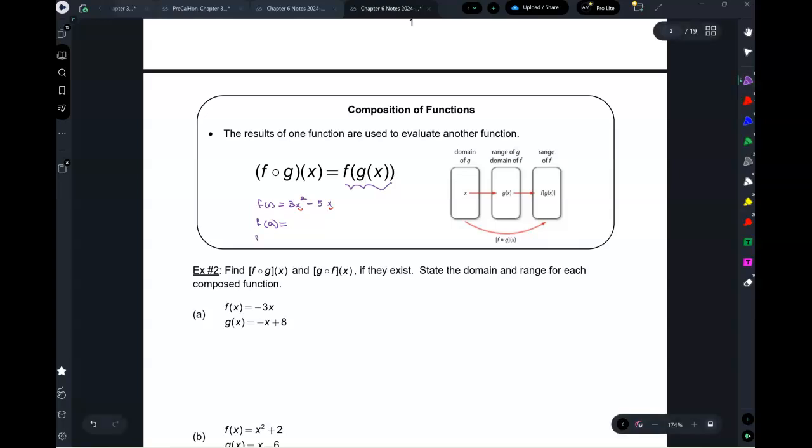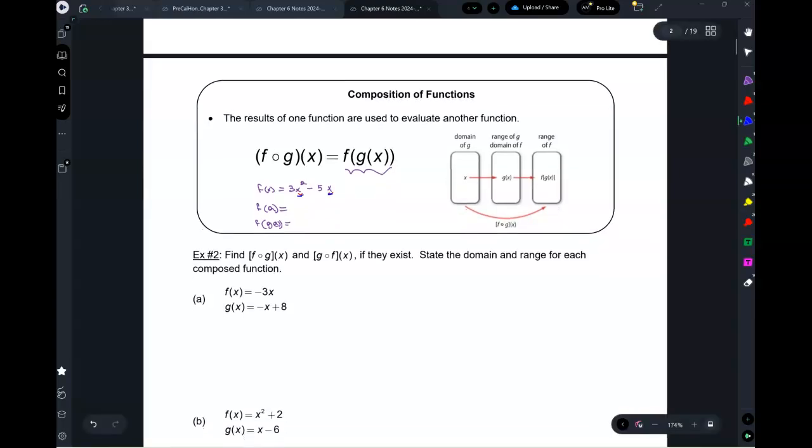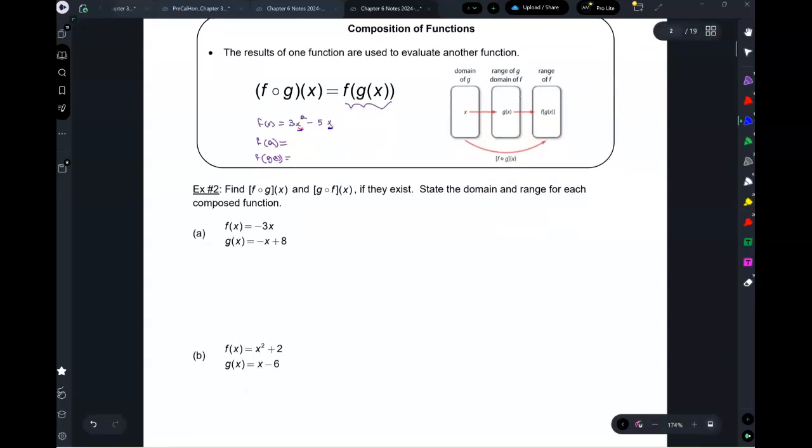Well, what if I had f of g of x? Well, now you take whatever that g of x function was and you put those in the place of all those x's. Okay, why don't we do an example? Let's find f of g of x and g of f of x, and then find the domain and range.